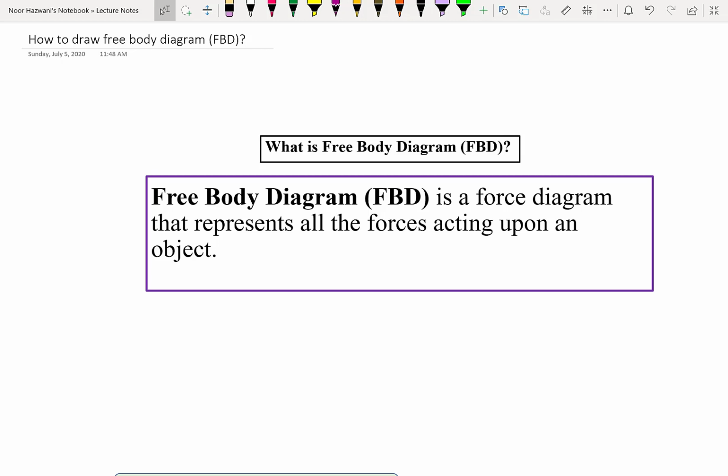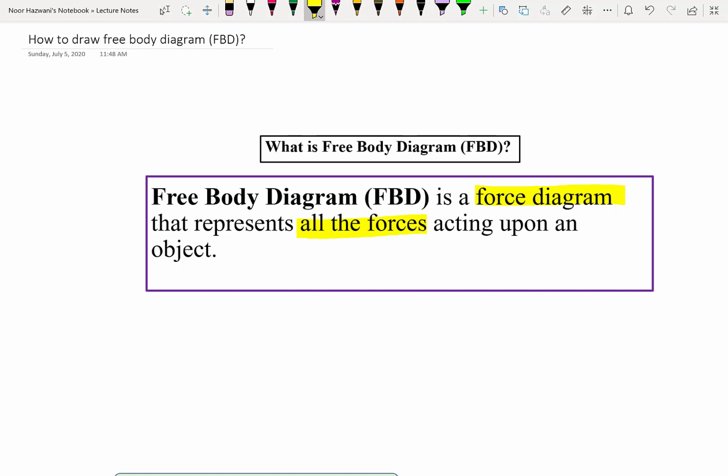Hello and hi everybody. In this video, you're going to learn how to draw a free body diagram. Before we start drawing the free body diagram, let's ask the question, what is an FBD? A free body diagram, or FBD, is a force diagram that represents all the forces acting upon an object. An FBD has arrows and each one of the arrows represents a specific type of force.